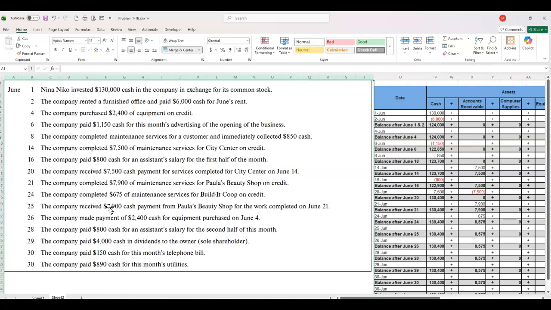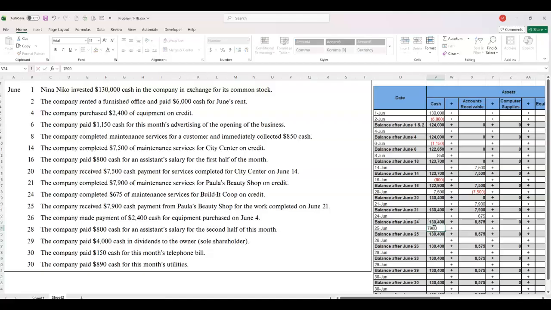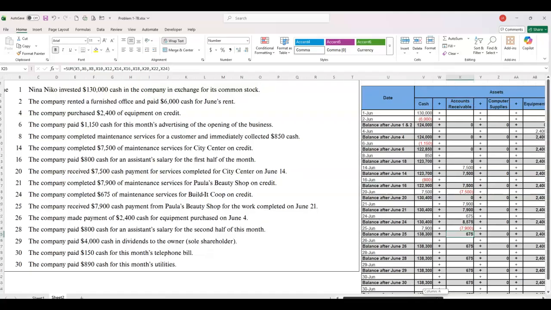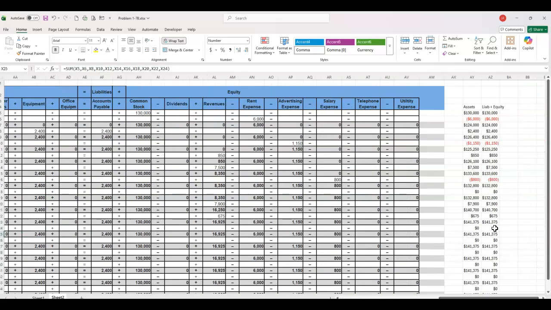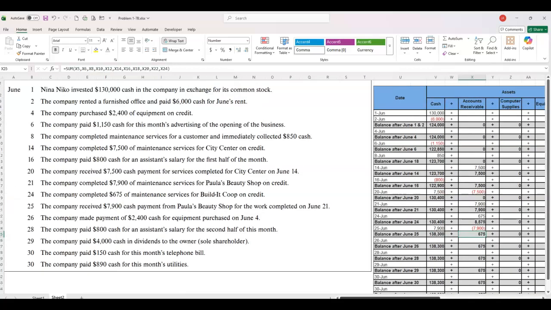Now we received that $7,900 that we charged up here on the 21st. On the 25th of June, we received it, so cash went up, just like it did when we received the $7,500 on the 20th. We received it. So $7,900 goes up in cash, $7,900 goes down in accounts receivable. You look at this right over here and you'll see that it's a zero transaction, but it was an increase and a decrease in two assets.